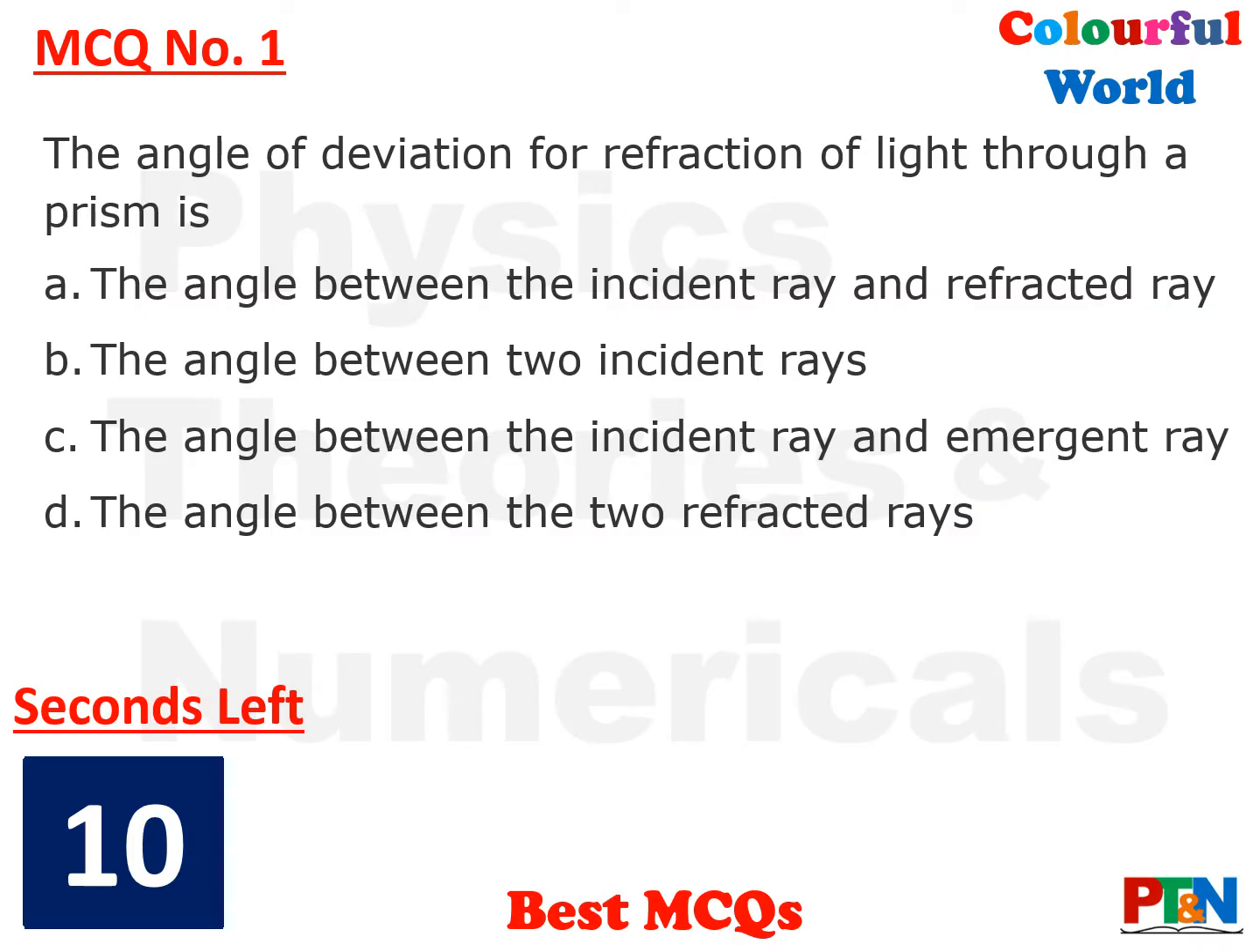First MCQ. The angle of deviation for refraction of light through a prism is: the angle between the incident ray and refracted ray, the angle between two incident rays, the angle between the incident ray and the emergent ray, or the angle between the two refracted rays. You have got 10 seconds to get to your option. Your time starts now.